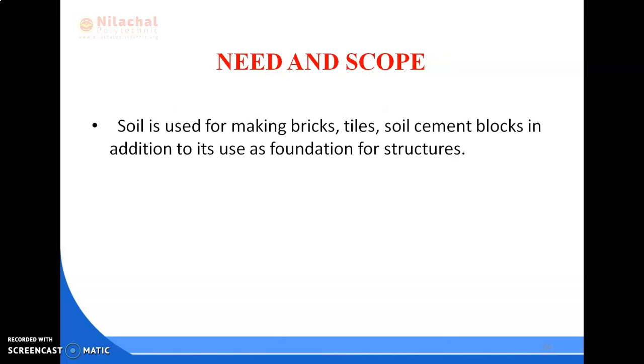Then what is the need and scope of the determination of plastic limit? Soil is used for different purposes like making bricks, tiles, soil cement blocks, also for foundation work. So it is necessary to determine the plastic limit of the soil to know its different properties.